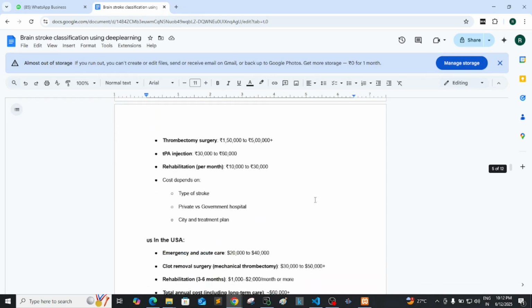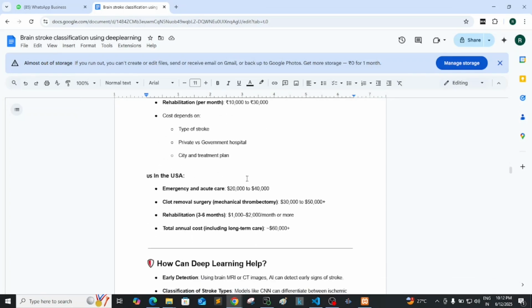Again, these things depend on so many other parameters, like the type of private or government hospitals, city, type of treatment, from which city you are taking, and in USA what is the condition. This will start from $20,000 to $40,000 for acute care. Clot removal will take $30,000 to $50,000. Rehabilitation for 3 to 6 months will be $1,000 to $2,000 per month. Total annual cost for long term care will be $60,000. So all these things are there.